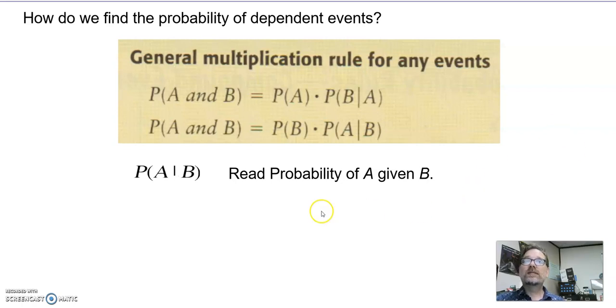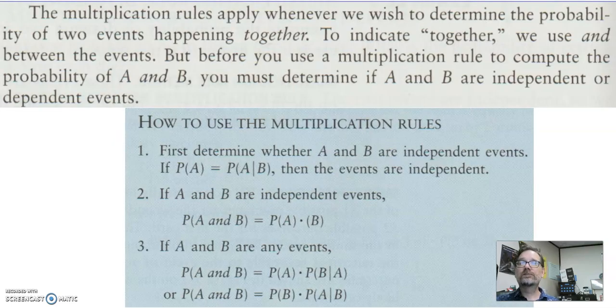So we normally break this down. The probability of A and B is the probability of A times the probability of B given that A has already happened. Or, it's the probability of B times the probability of A if B has already happened. The second one has already occurred. That's the way we read that.